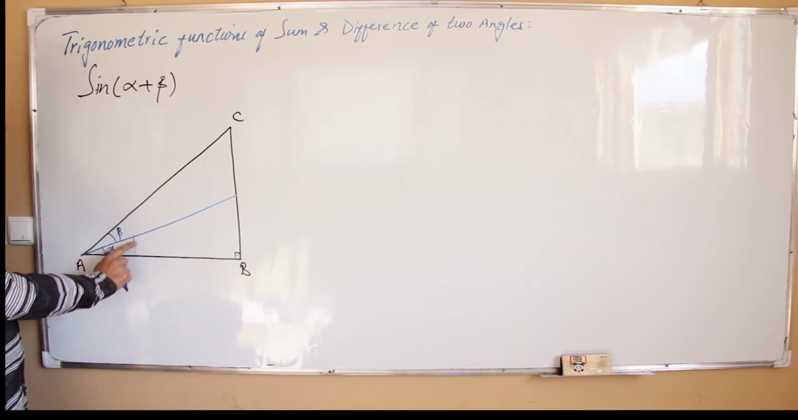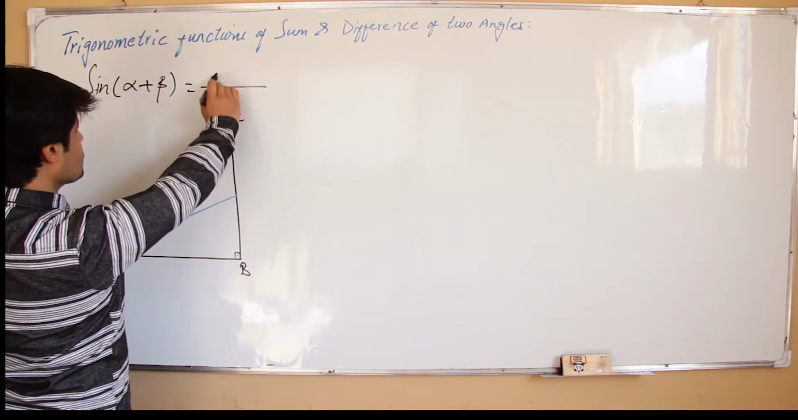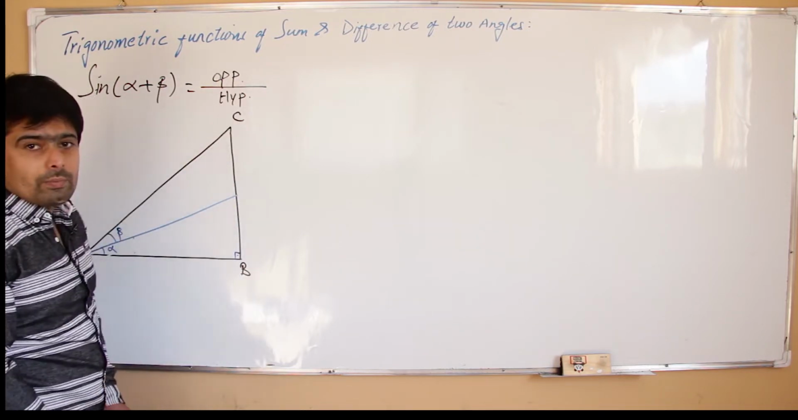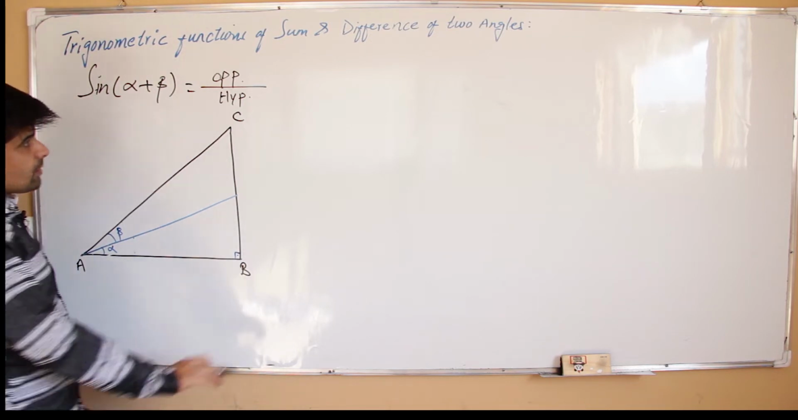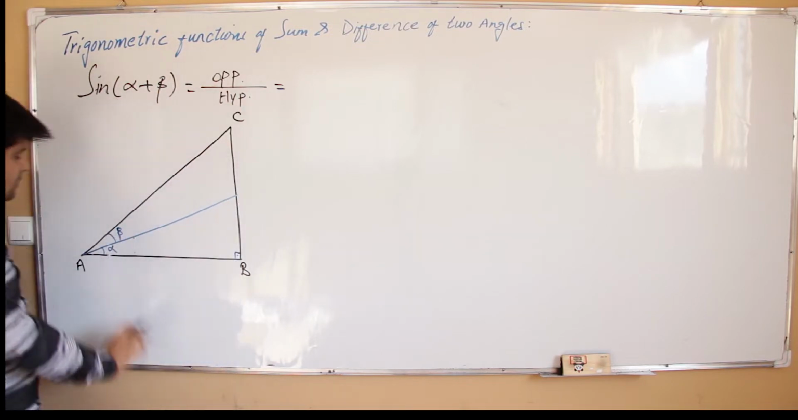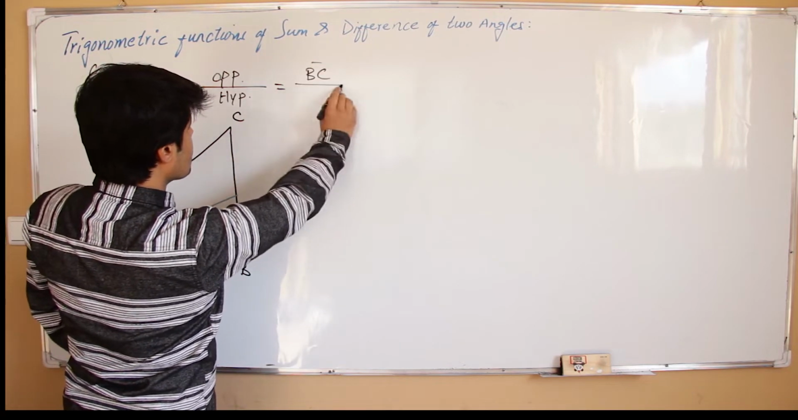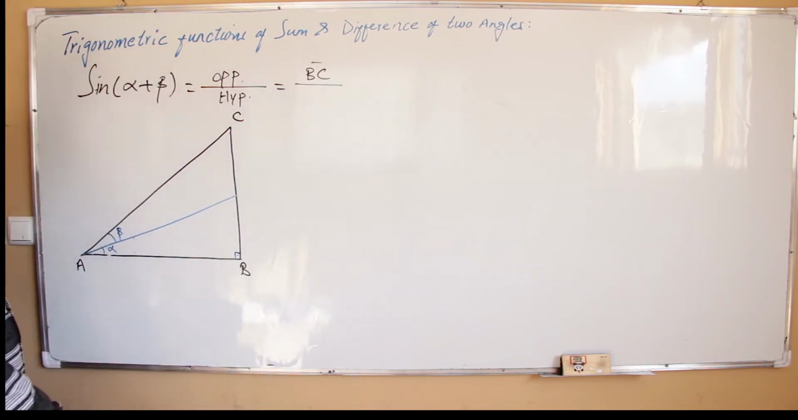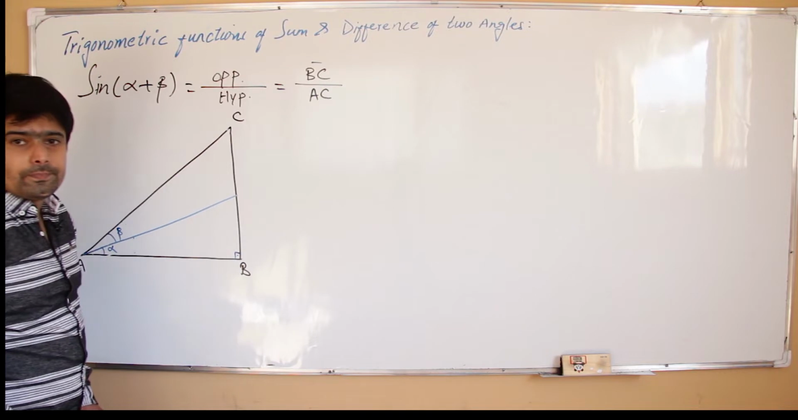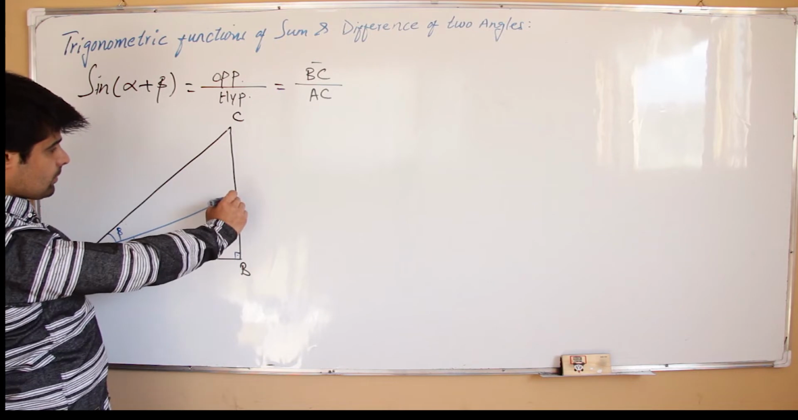Now, what is sine of alpha plus beta? It is opposite over hypotenuse. What is the opposite for alpha plus beta? It is BC. And what is the hypotenuse for this triangle? It is AC. Am I right? Yes, obviously. Now I want to extend this.